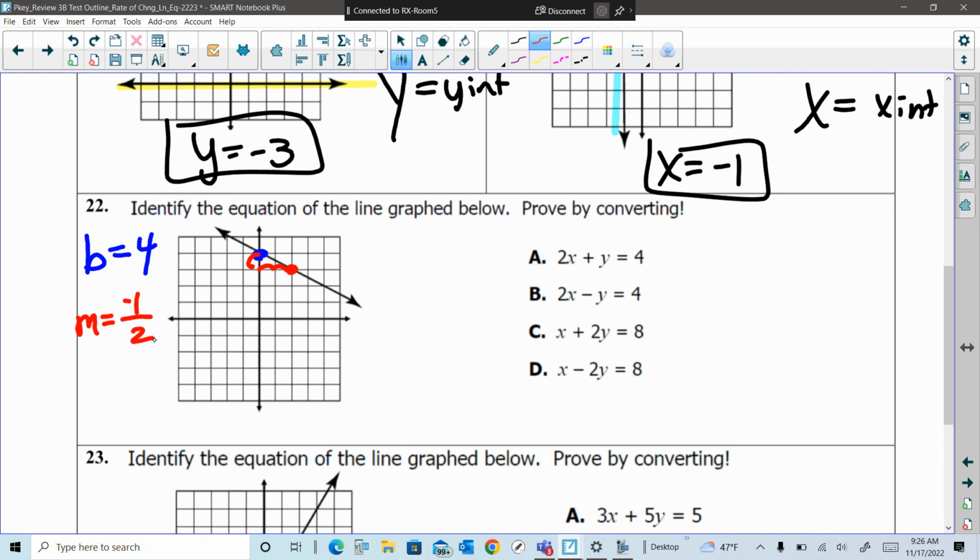Can't we just X out C and D? Why would I X out C and D? Because of 8? No, this is wrong.